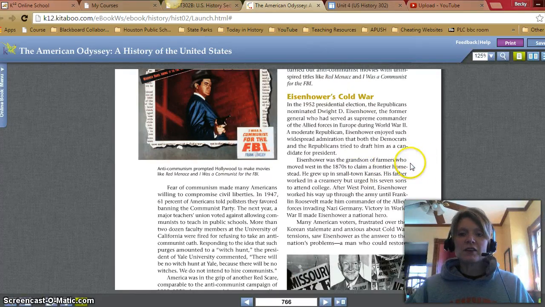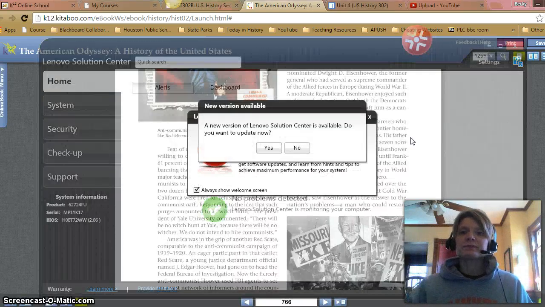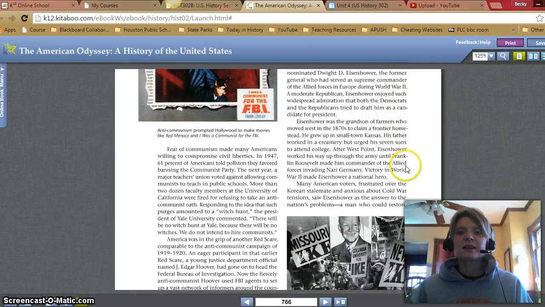Eisenhower was the grandson of farmers who moved to the West in the 1870s to claim a frontier homestead. He grew up in small-town Kansas. His father worked in a creamery but urged his 7 sons to attend college. After West Point, Eisenhower worked his way up through the army until Franklin Roosevelt made him commander of the Allied forces invading Nazi Germany. Victory in World War II made Eisenhower a national hero.